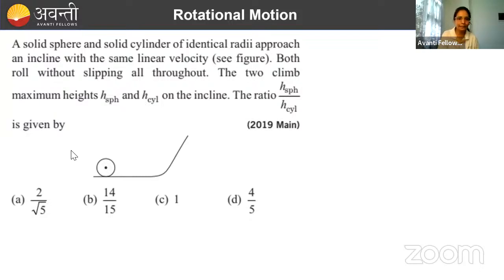Again, in the rolling case, for the total kinetic energy what will you write? Total translational kinetic energy plus total rotational kinetic energy. You have to add both. Just give me the answer now, fast, as quickly as you can.